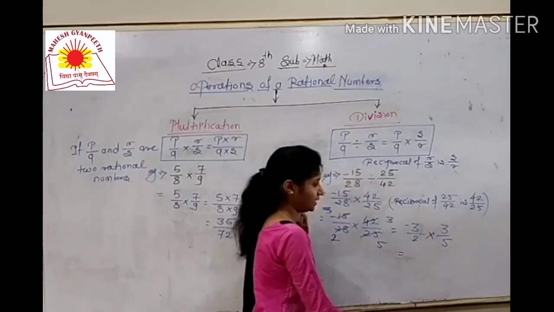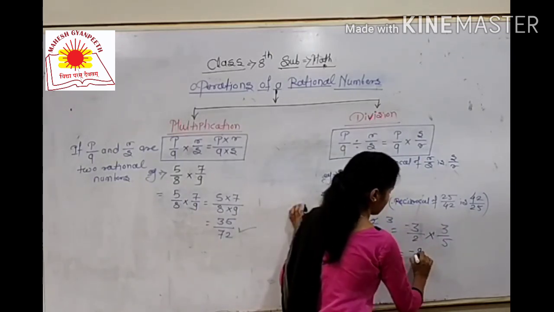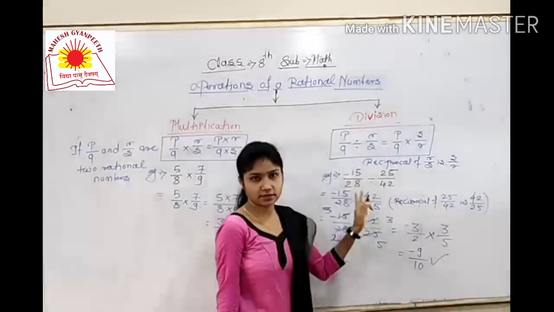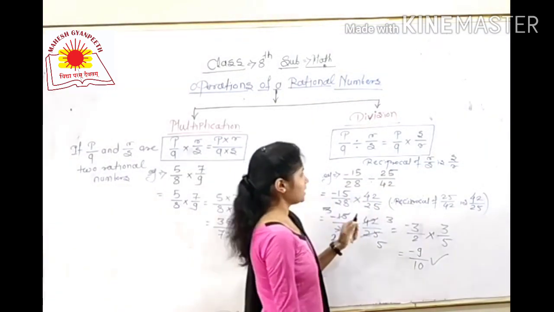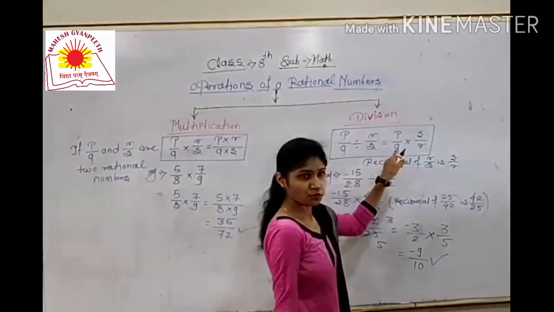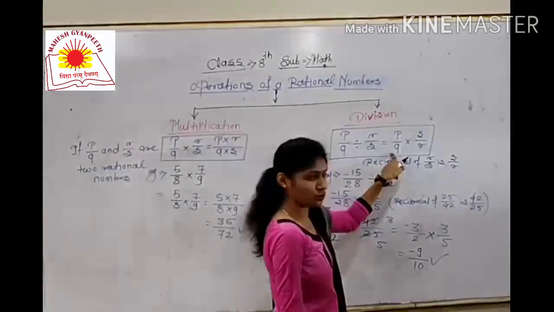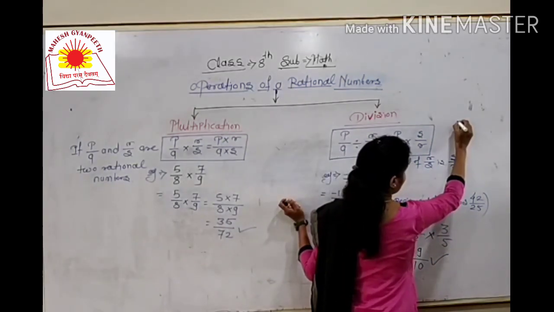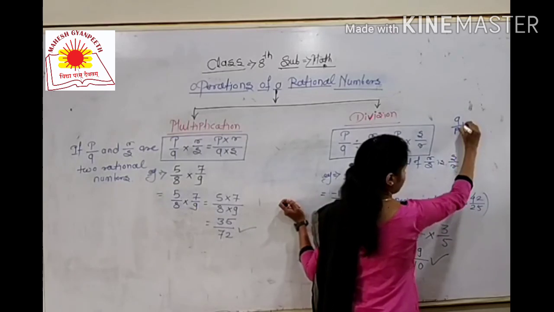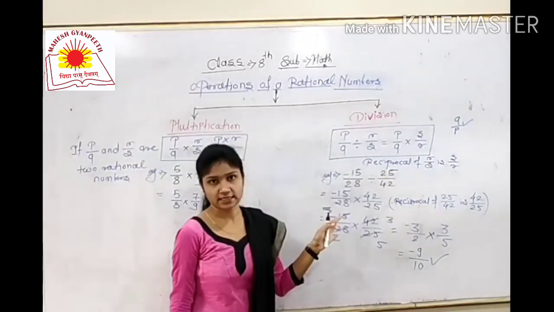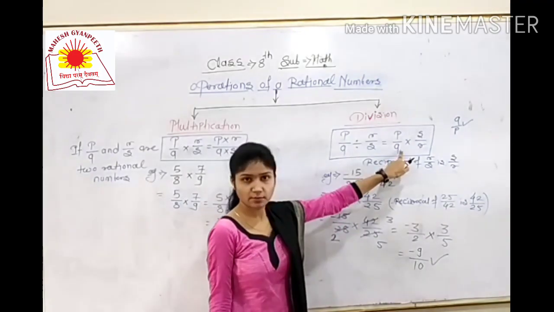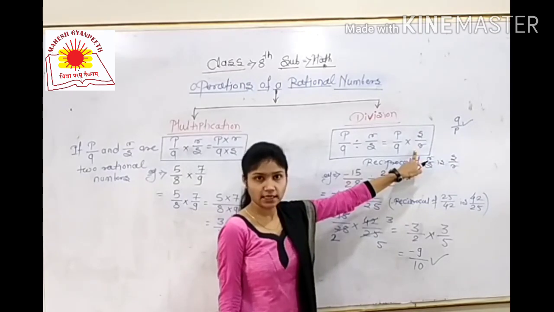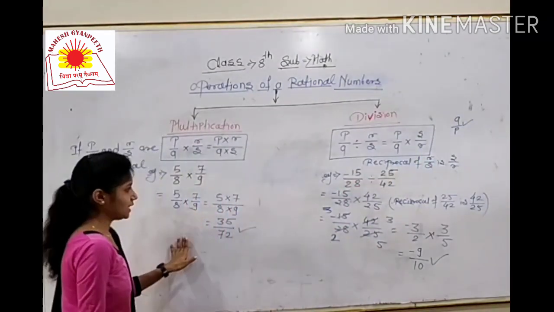Okay, now we have to multiply. Minus 3 multiplied by 3 is minus 9, and 2 multiplied by 5 is 10. That is the answer. In this way we use the division method. Okay, see here, one note: suppose we have to find the reciprocal of P upon Q, the reciprocal of P upon Q is Q upon P. If you find the reciprocal of the first rational number, you will definitely get the wrong answer. Don't find the reciprocal of the first rational number. Always find the reciprocal of the other number in division. Okay, this is how we multiply and divide.